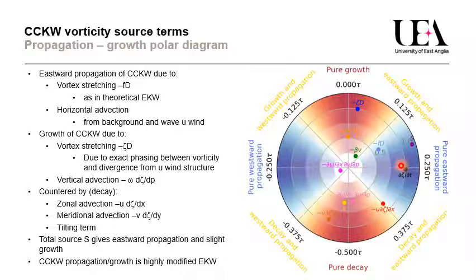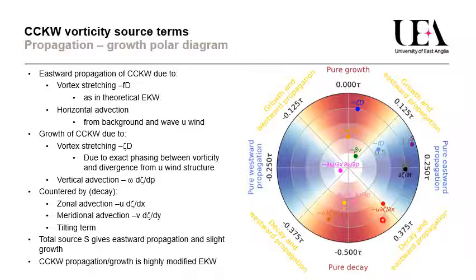So where do all the source terms for the CCKW lie? Well, here's the minus FD term for the CCKW. It's not over here. It does give you eastward propagation, it's just about in the blue sector, but it also gives you a bit of growth as well. We also get a mixture of growth and decay from the zonal advection.